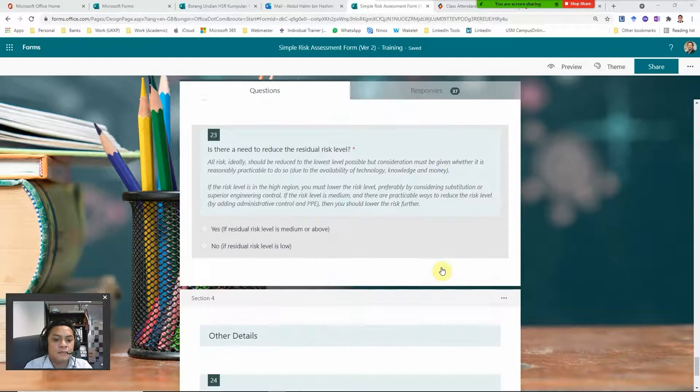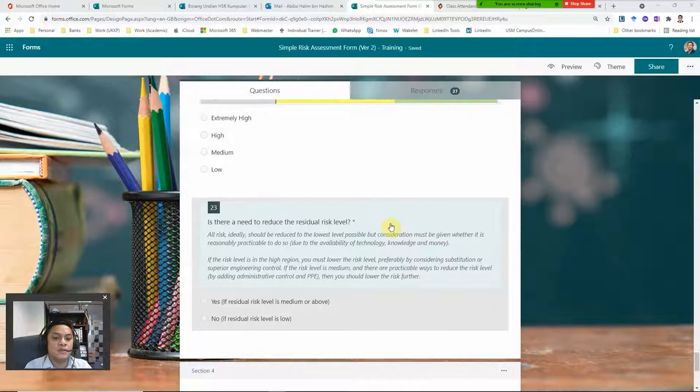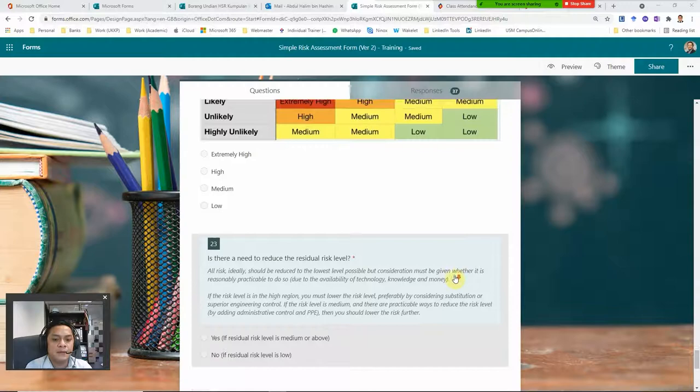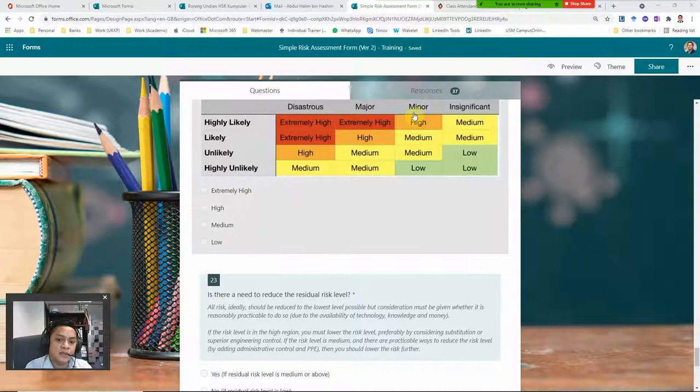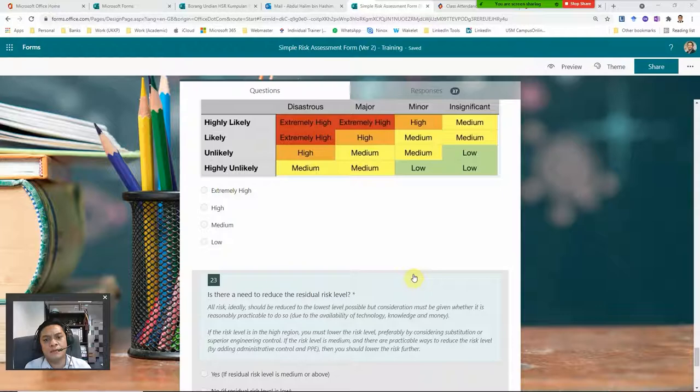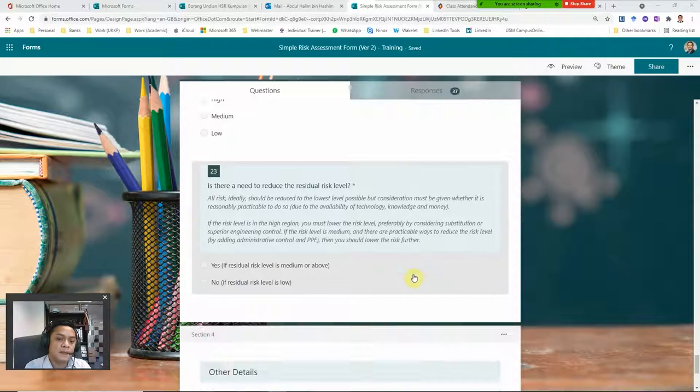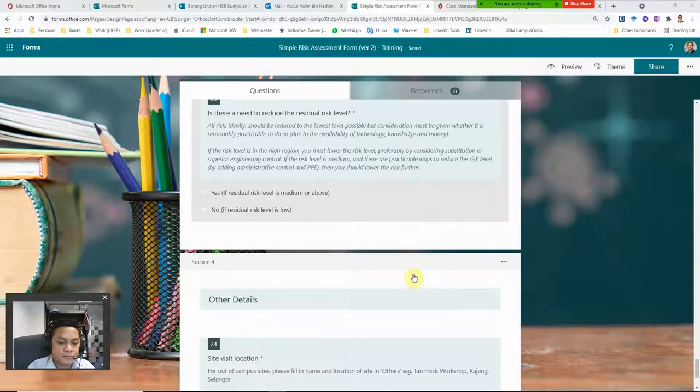And the last question would be, is there a need to reduce the residual risk? There is an explanation there. Residual risk must be at the lowest level. So if you find that the residual risk is within the region of extremely high and high, you need to do something about it, to put in additional control measures. I did not ask for that within this exercise. It is for later. Here it is just a matter of thinking about the risk.